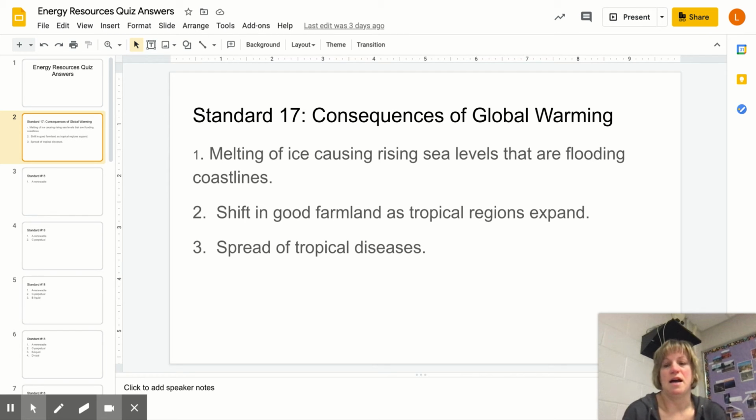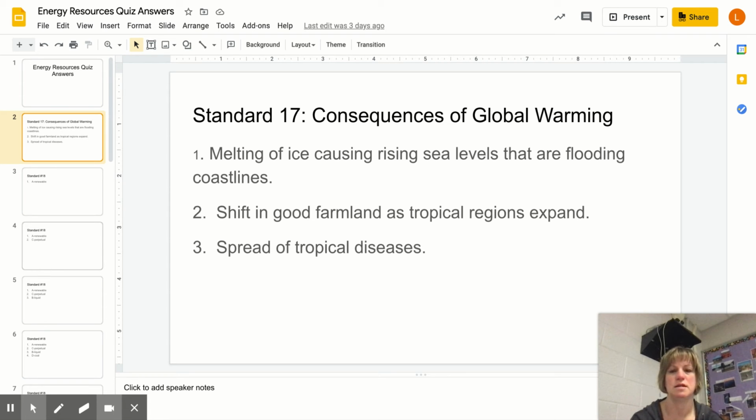I am completely fine if you want to, instead of using those, include consequences that you have from your image analysis. So don't feel like you have to just do those three, because certainly there are many other consequences our planet is experiencing.